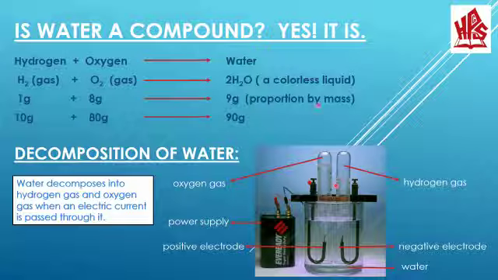Now see the formula H2O. Here you see there are two atoms of hydrogen and one atom of oxygen. In the same way, we get double the volume of hydrogen gas as compared to the volume of oxygen gas.